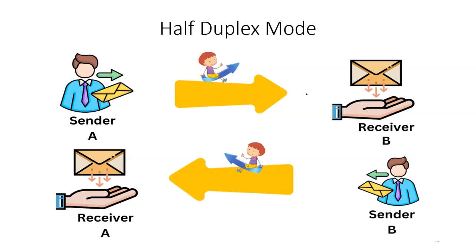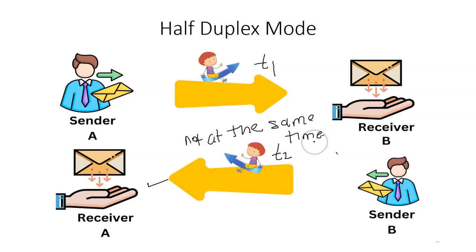Here you can see the diagram of half duplex mode. There is sender A sending data to receiver B, and after some time B, which is now the sender, sends data to A. Means A can send data to receiver B at time t1, and after some time B, which is now the sender, can send data to receiver A. So both sender and receiver can transmit and receive data, but not at the same time. That is half duplex communication. Means there is bidirectional or two-way communication, but not at the same time.